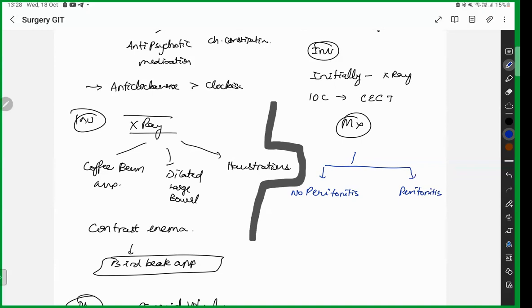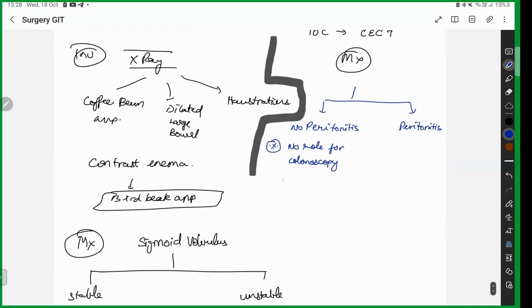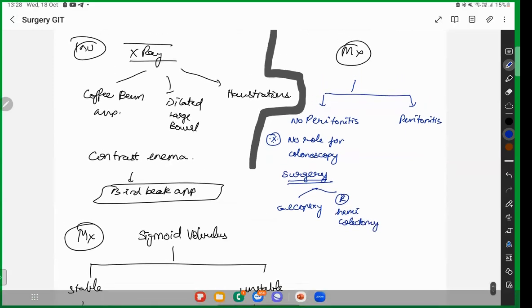If there is no peritonitis, there is no role for colonoscopy. Very important. Then you're going to do surgery. What type of surgery do you perform? There are 2 types of surgery here, right? Number 1, cecopexy. Number 2, right hemicolectomy.